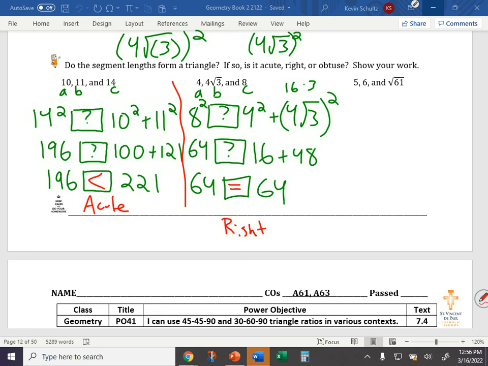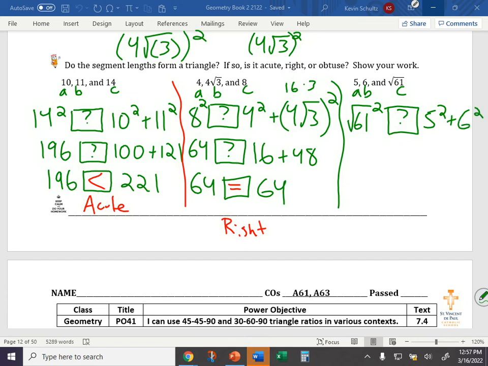Last one, 5, 6, and root 61. What's the longest side here, Peter? It's the root 61. So we are going to label that our C. And A and B. The root of 61 squared is what? So 5 squared plus 6 squared. The root of 61 squared equals what?